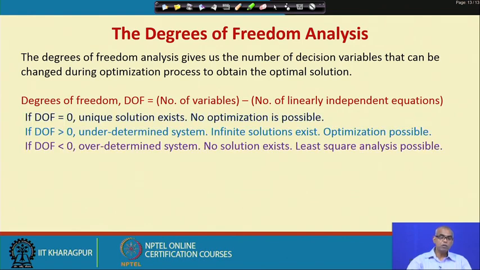If degrees of freedom equals 0, a unique solution exists, and no optimization is possible. If degrees of freedom is greater than 0, the system is underdetermined. In principle, an infinite number of solutions exist and optimization is possible, because you can now choose the better solution or the best solution among alternatives. If degrees of freedom is less than 0, the system is overdetermined, no solution exists, and least squares analysis is possible.